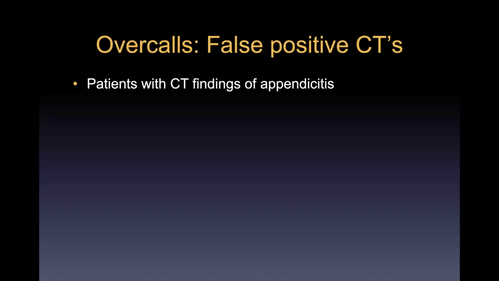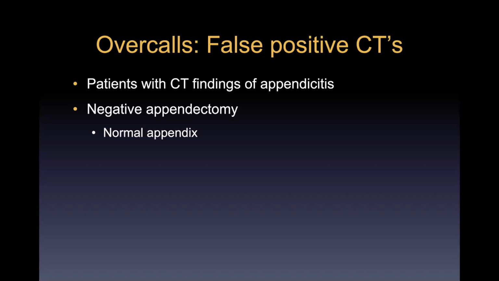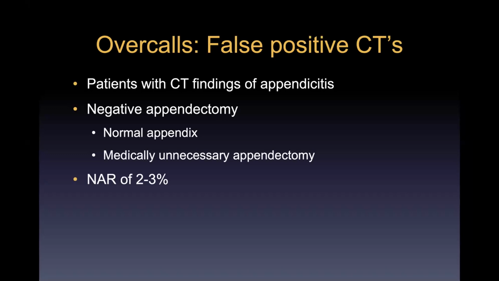Okay, so the next scenario, false positive CTs, where we actually make an overcall. So we call appendicitis at CT, they go to the OR, it's a negative appendectomy. And a negative appendectomy can mean a couple things. It either means the appendix is normal or it just didn't need to come out. You know, maybe it wasn't totally normal, but it was a medically unnecessary appendectomy. In other words, not appendicitis.